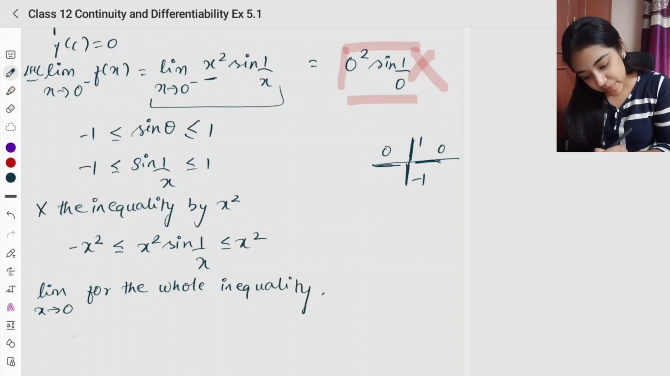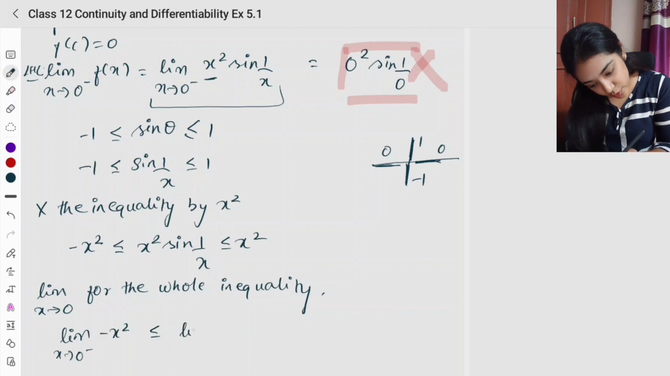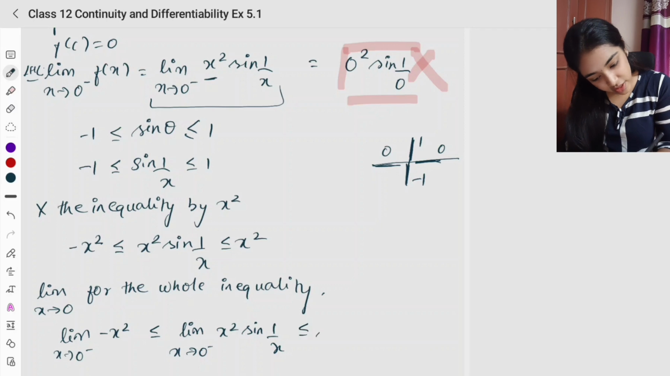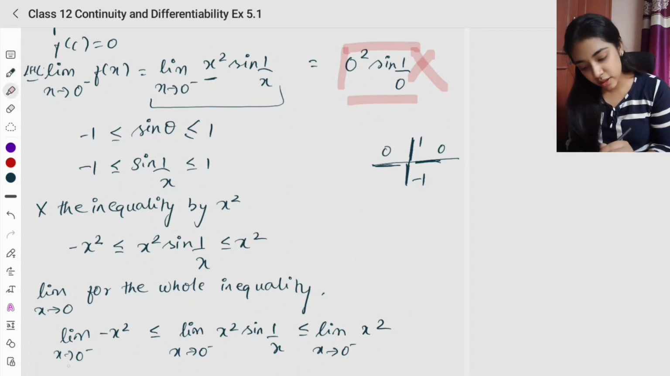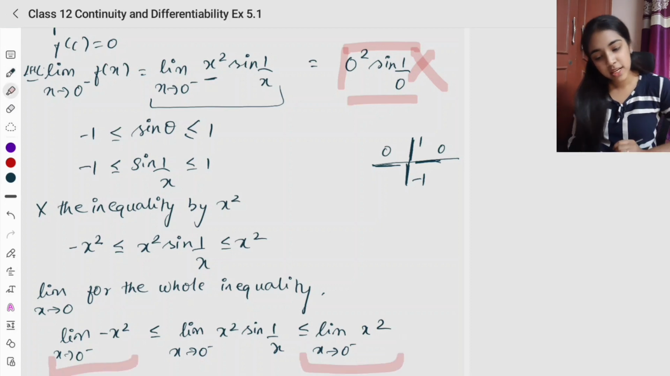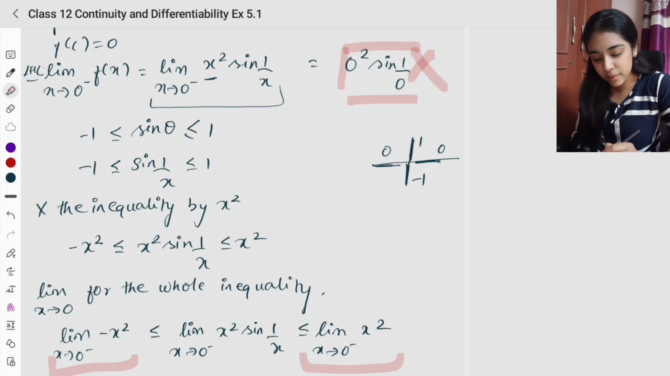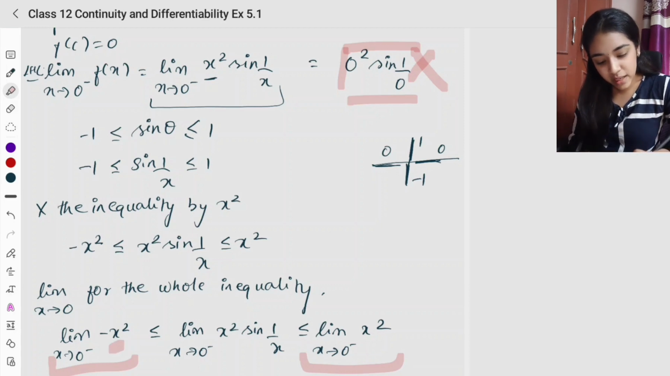So what will happen? I'll have limit x tends to 0 minus of minus x square less than or equal to limit x tends to 0 minus of x square sine 1 by x less than or equal to limit x tends to 0 minus of x square. Ipo in the term and in the term. So I have two different terms. I see that limit x tends to 0 minus of minus x square is going to be 0 and limit x tends to 0 minus of x square is also going to be 0.